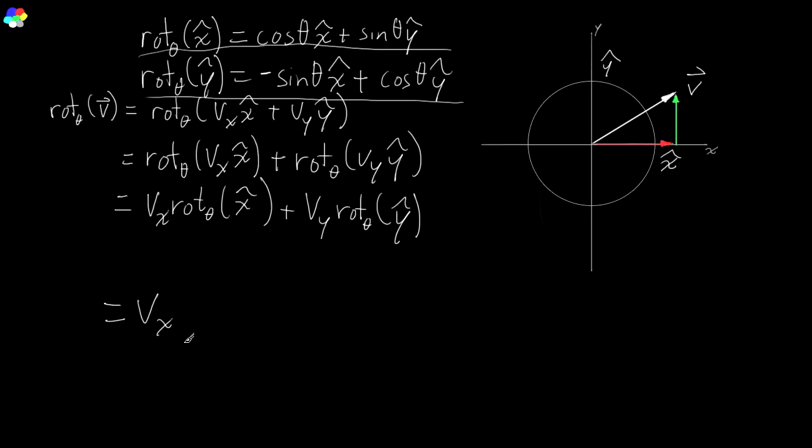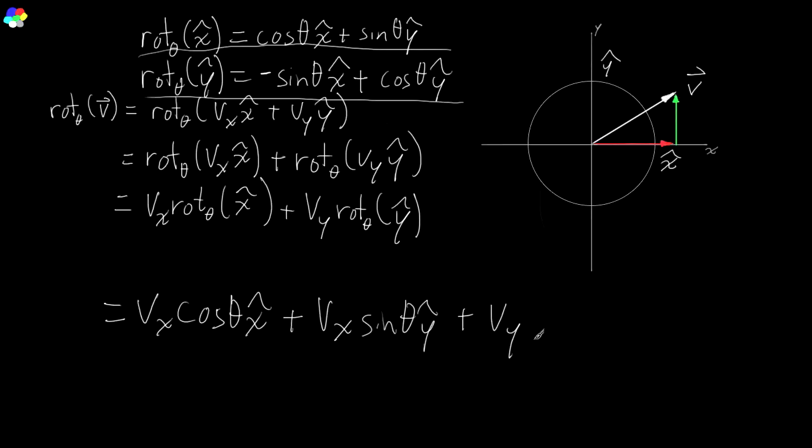Vx times cos theta x hat plus Vx times sine theta y hat plus Vy, where is it? Vy is here. But this would be negative because it's a minus sign, right? So negative Vy sine theta x hat plus Vy cos theta y hat.